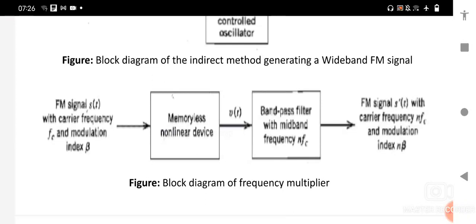So this is the generation of an FM signal by using the indirect method, and the complete session is the generation of FM signals by using two methods: one is direct FM and the second one is indirect FM. In indirect FM, different circuits or concepts are available to generate these FM signals. This is the generation of FM signals. Thank you.